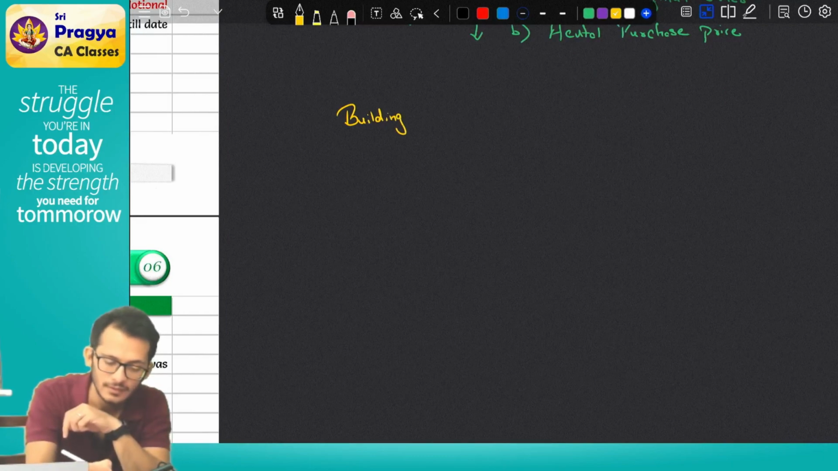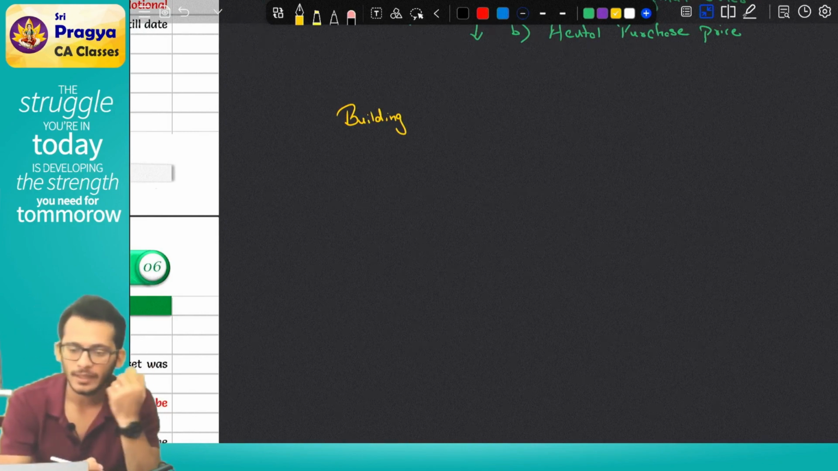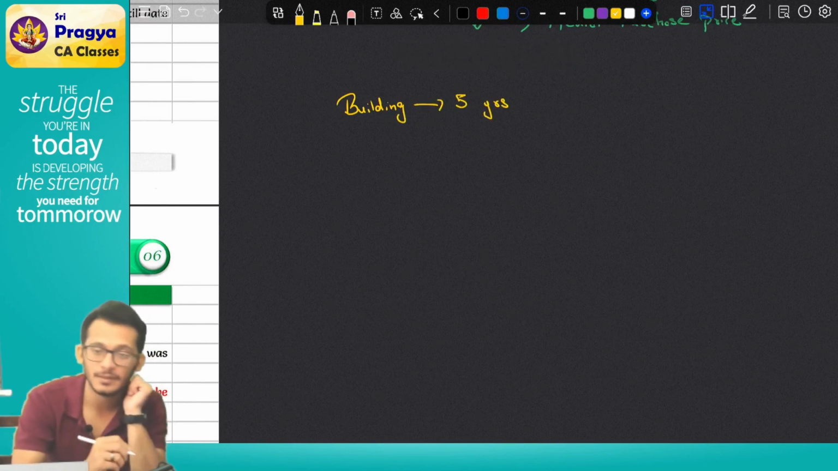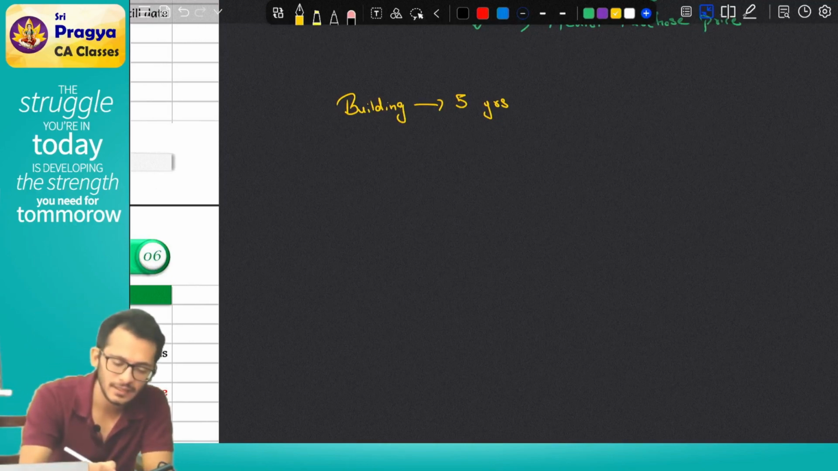I have decided to buy a building. Now, this building was in my own name. I used this building for my personal purpose for 5 years. And now I have decided that this building will be transferred to my business.